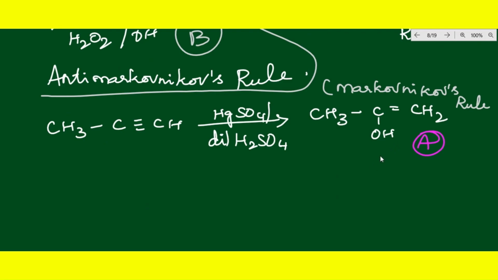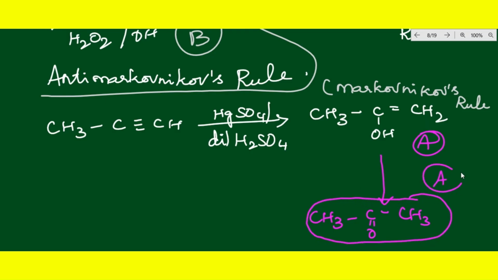This is an unstable intermediate, so automatically it is converted to CH3, C double bond O, CH3. A hydrogen shift takes place, so you get the keto group. So compound A will be a ketone.